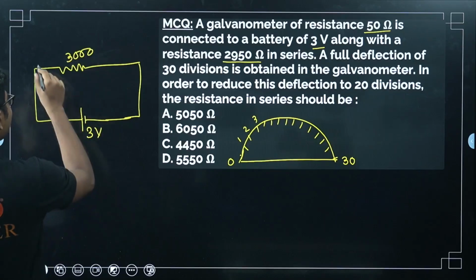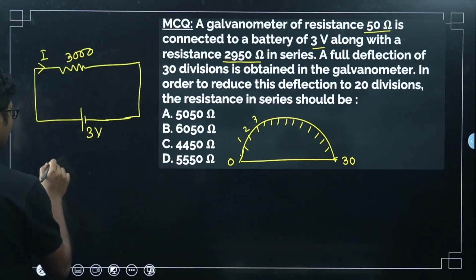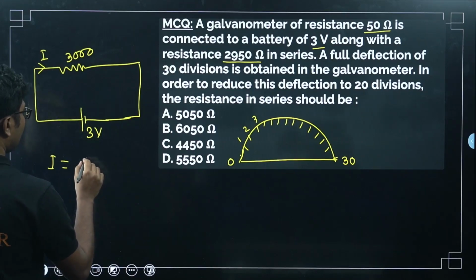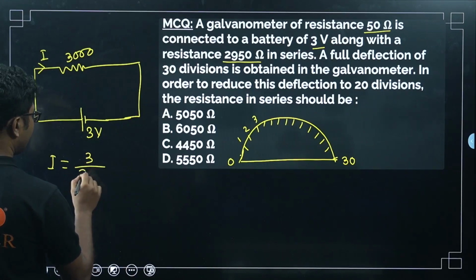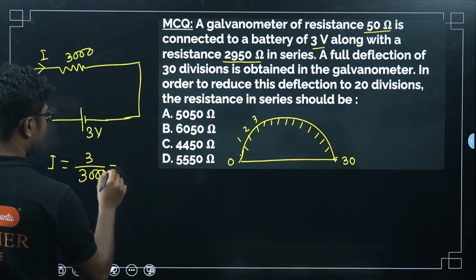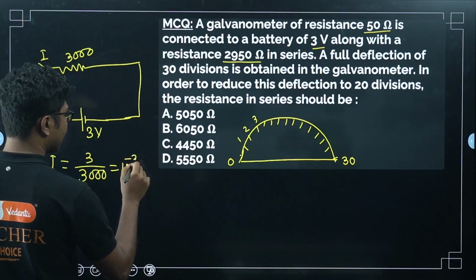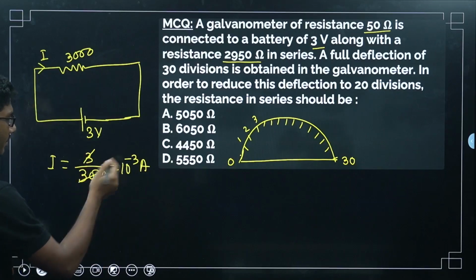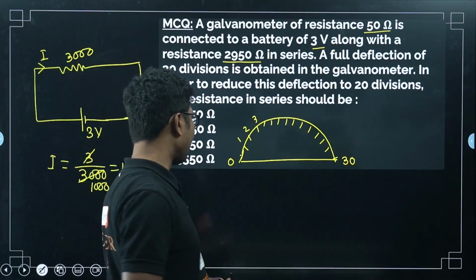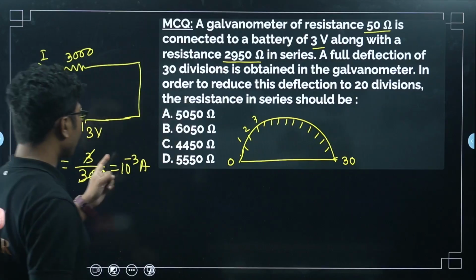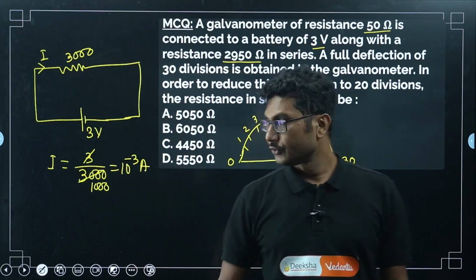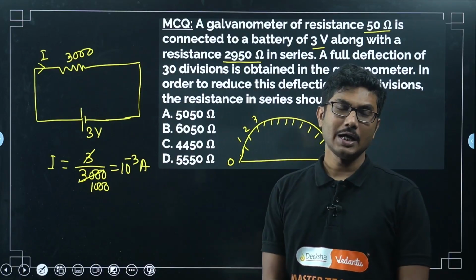Now what is the current in the circuit? Current in the circuit is 3 volt divided by 3000, that is 10 to the power of minus 3 ampere. Okay, you solve it, 1 by 1000. 1 by 1000 means 10 to the power of minus 3 ampere. So this is the current. Now for this much current, it is showing 30 deflection.